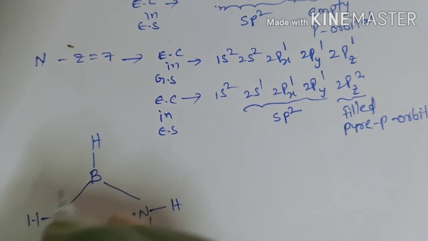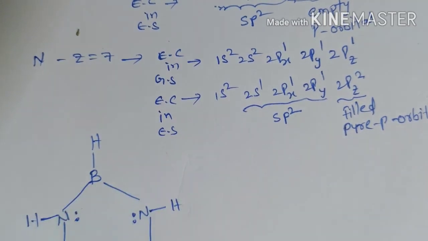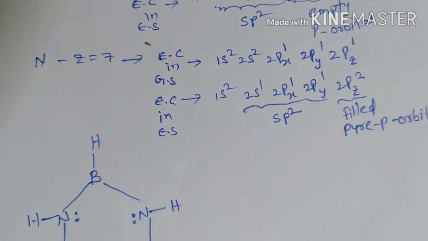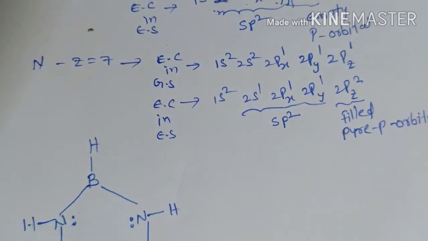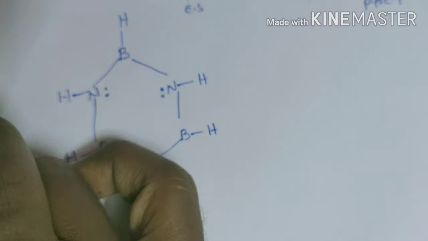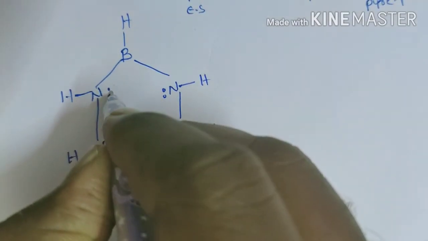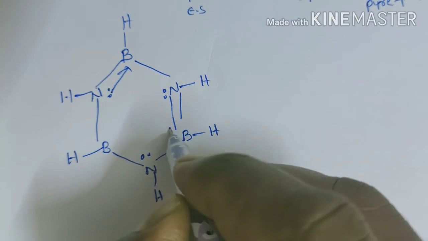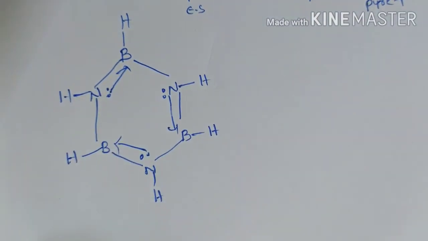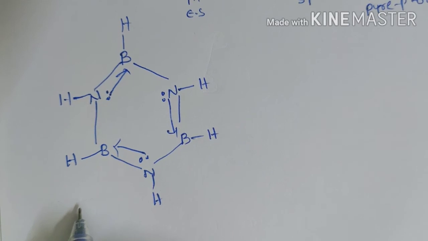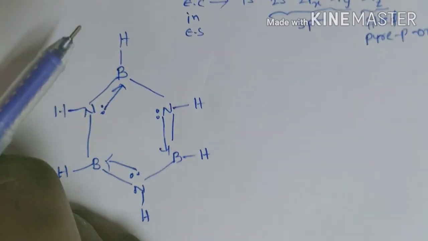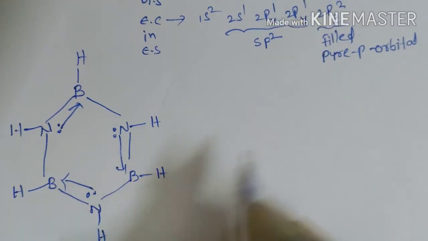So as a result, boron has the empty p orbital, whereas the nitrogen has the filled p orbital. So here covalent bond formation takes place. Here nitrogen donates this electron pair like this. As a result, three coordinate covalent bonds will be formed in the borazole or borazine. We can represent this with the orbital diagram like this.